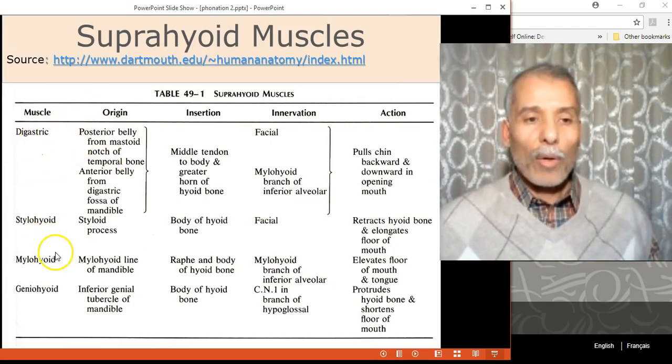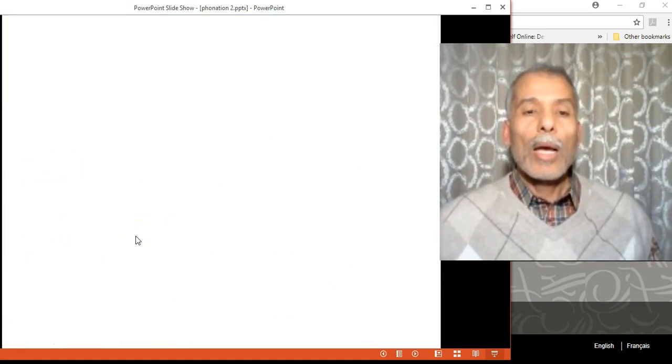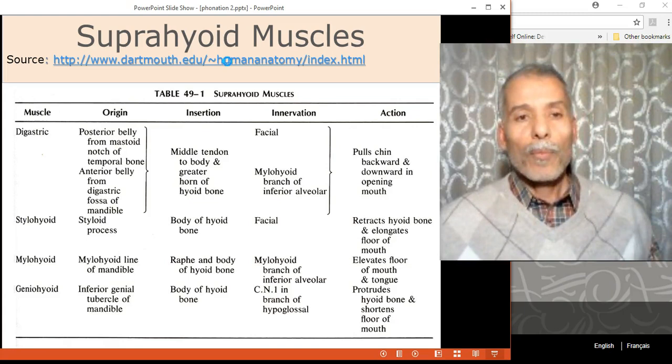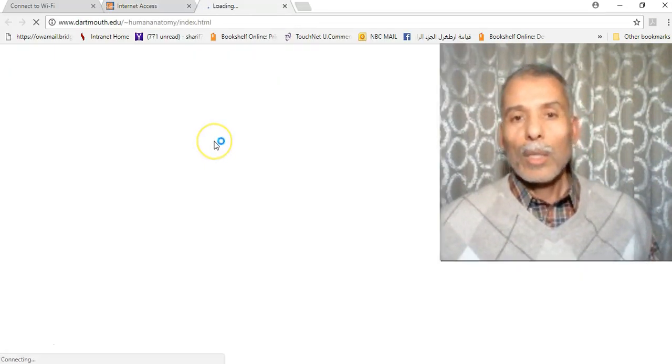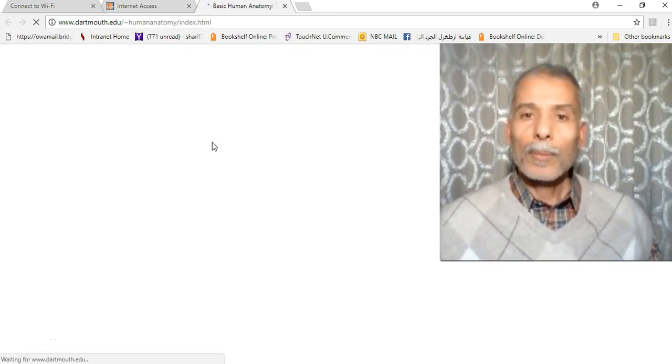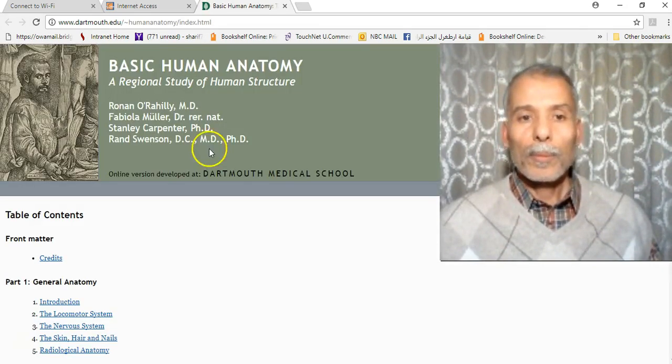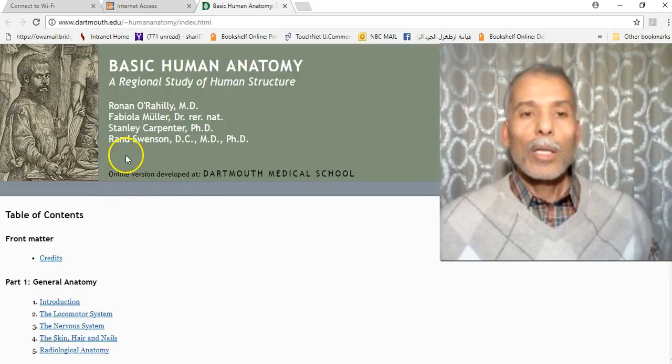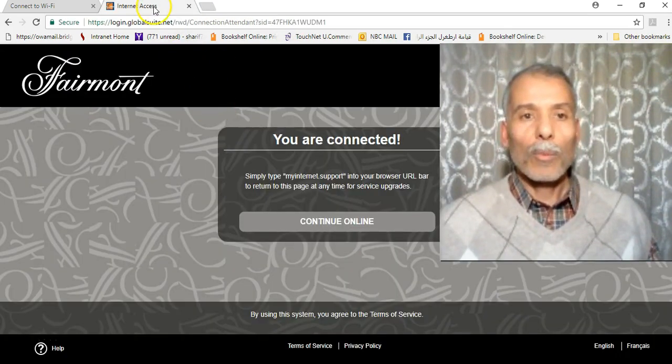Now, this is a summary of these muscles, and you could see in this website, you have more information about these muscles. There's a lot of information here and animations, and I recommend that you visit that and do some practice.